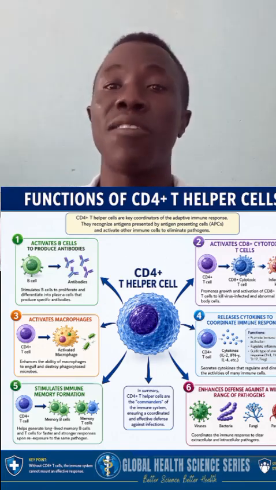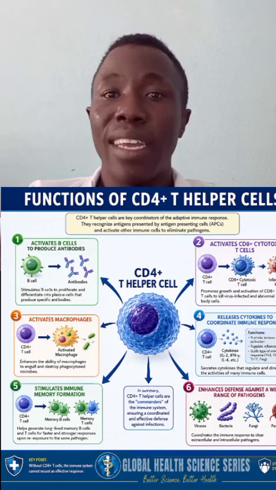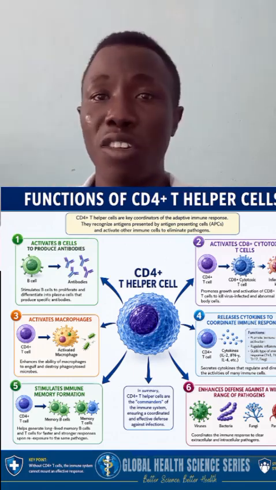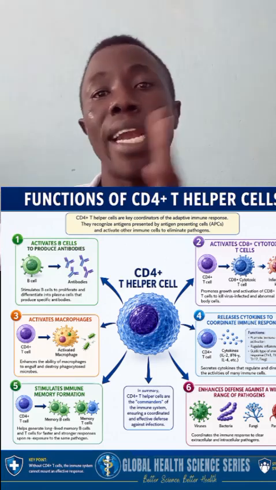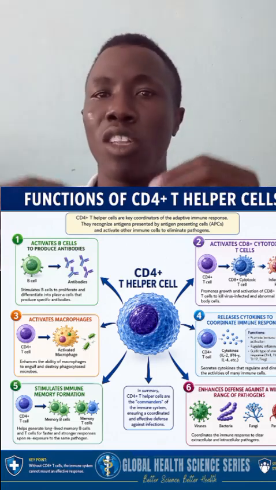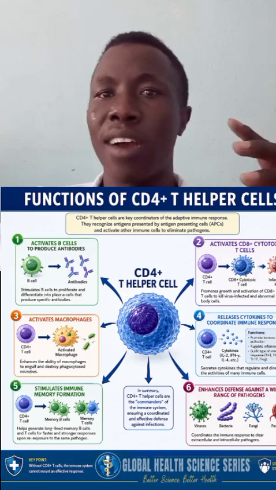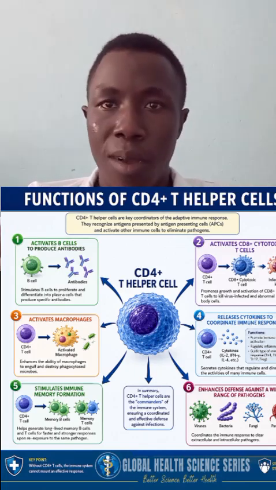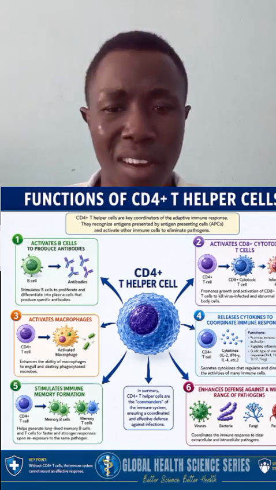So they help in activation of the killer cells that will help in destruction of these microorganisms. Then, these CD4 cells also help to coordinate the adaptive immunity and the innate immunity. In other words, the immunity that you have gotten through maybe drugs or something else, and the immunity that you are born with. So that means it helps in the coordination of the adaptive immunity and the innate immunity that you are born with.